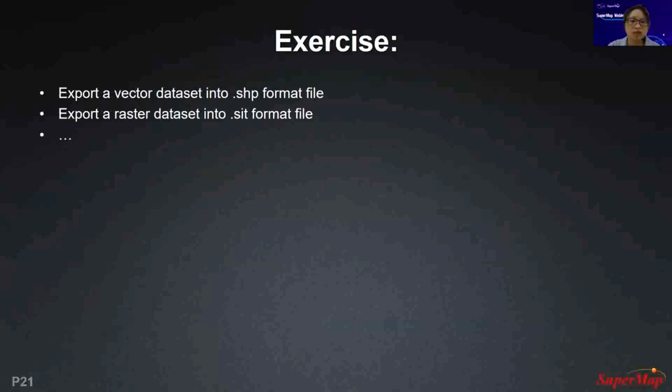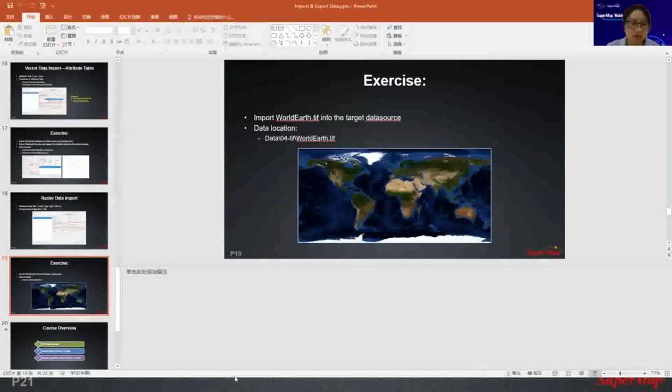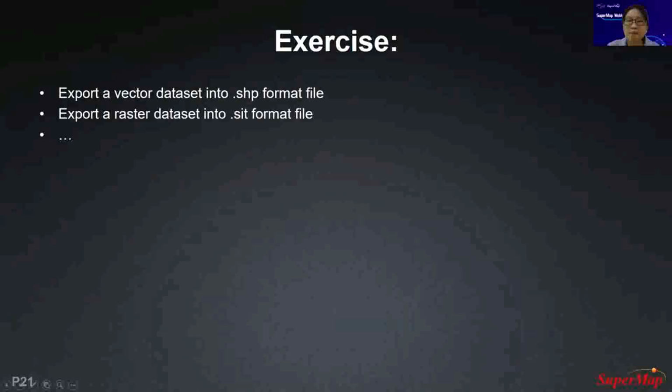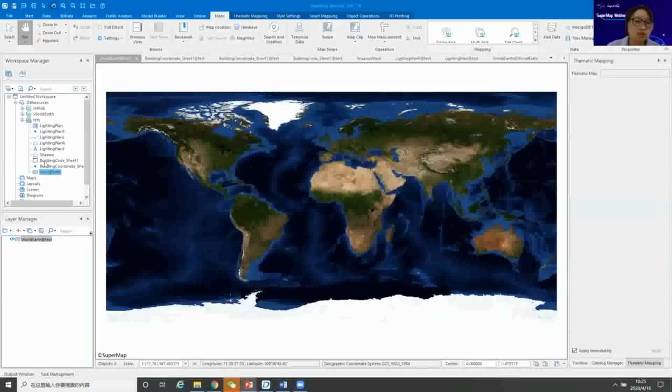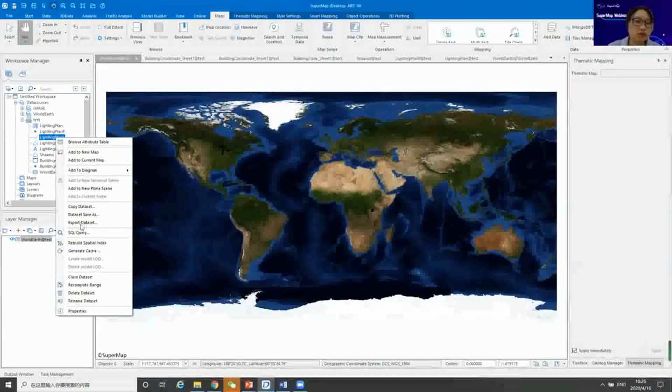There we are doing an exercise to export vector datasets into shape format or export a raster dataset into shape format. So we go back to the iDesktop. Here we can try to export the dataset. Here we have two.